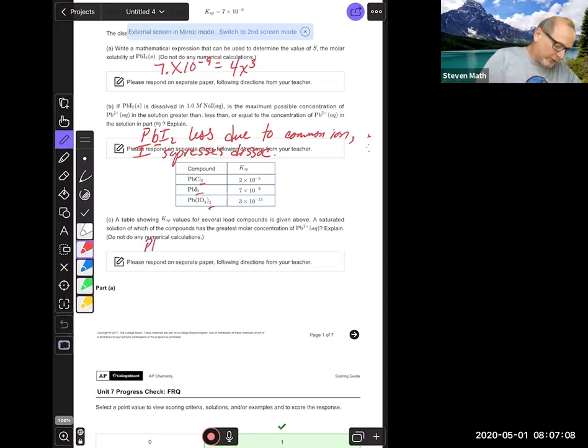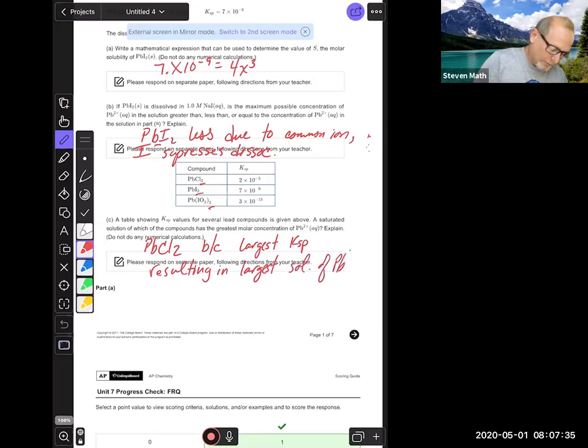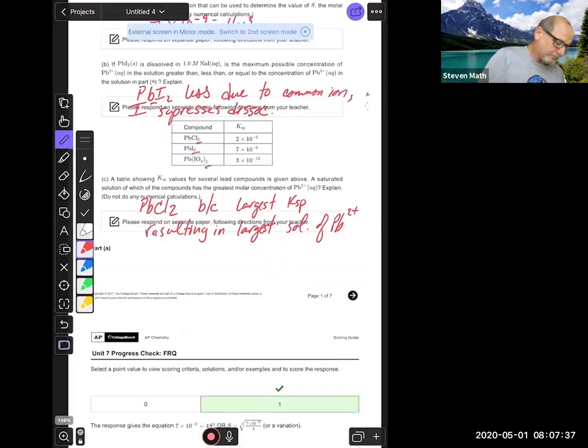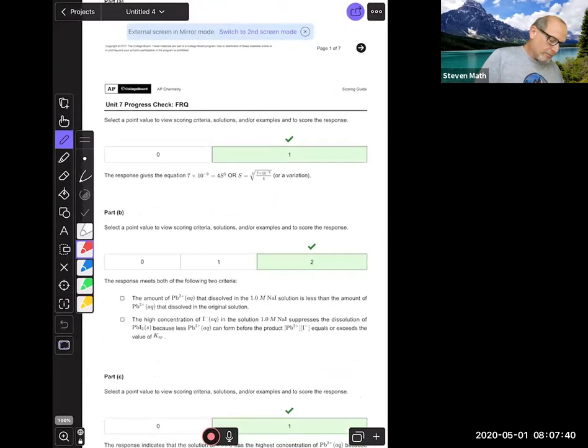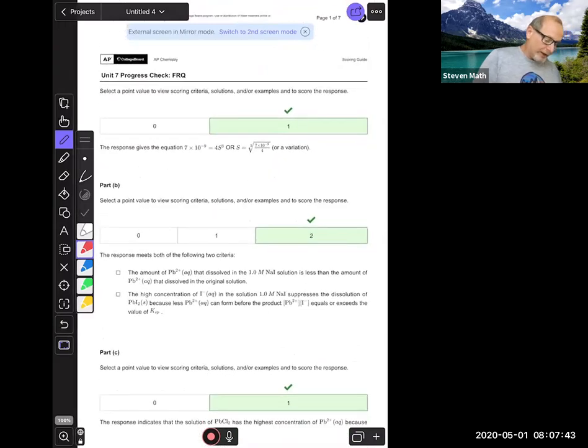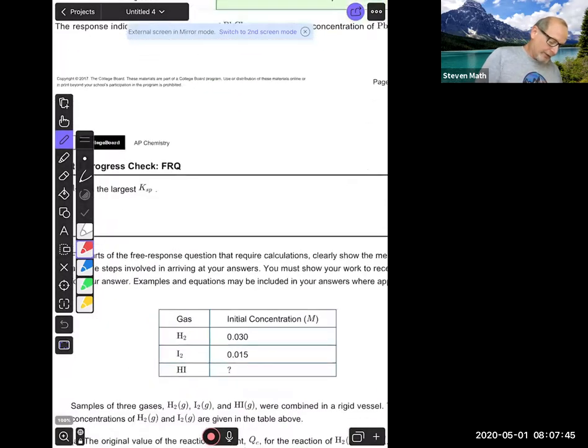So PbCl2 would have the greatest because it has the largest Ksp, resulting in the largest solubility of Pb2+. Pretty clean there. And those are the answers for those. Boom, boom, boom. Now let's look at 2.